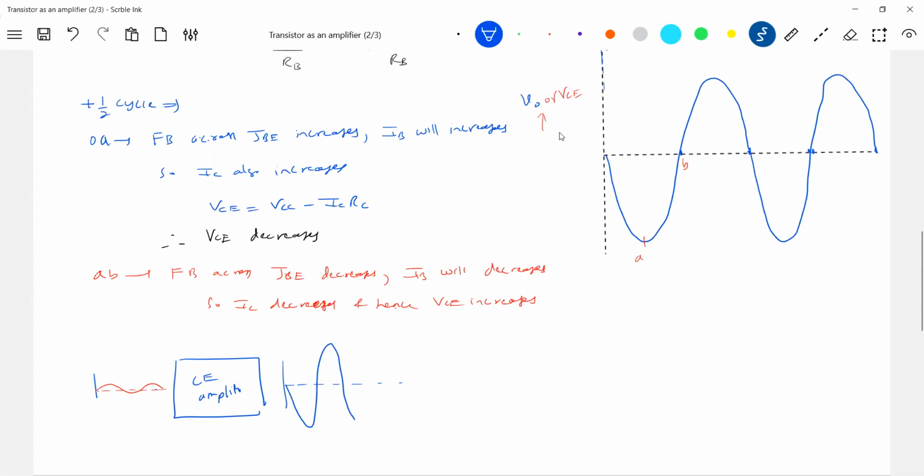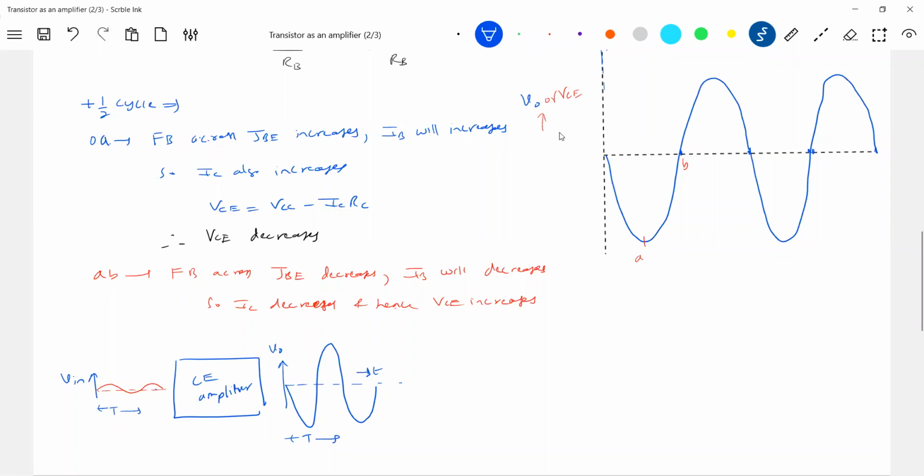Frequency will remain the same. Please don't think that frequency also changes. The time period will not change. Only the amplitude has increased. This is the CE amplifier. The output signal will be amplified, but will be 180 degrees out of phase compared to the input signal. Agreed? So this story is finished.